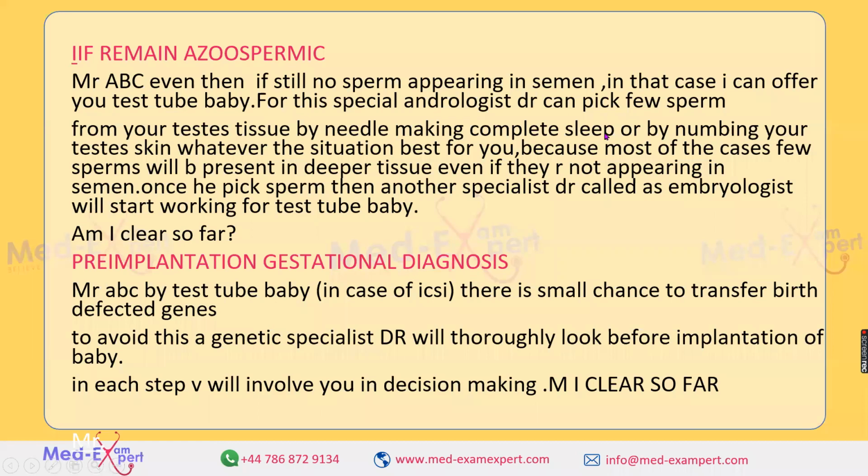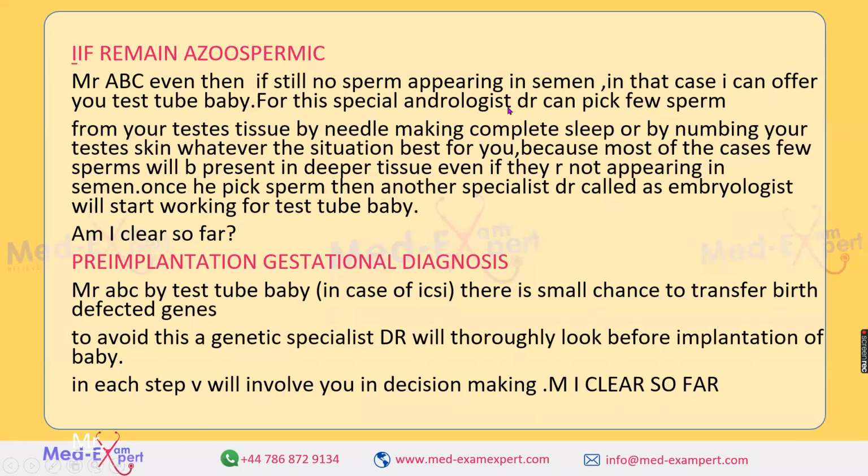But what happens if he still remains azoospermic? Maybe diabetes is not the only cause, maybe there are some other causes. In such cases, go on the safe side. So you will say, Mr. Smith, even then, if still no sperm appear in semen, in that case, we can offer you a test tube baby.